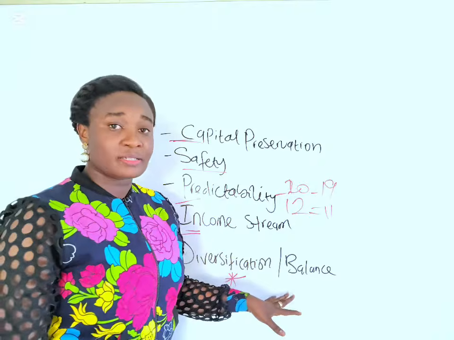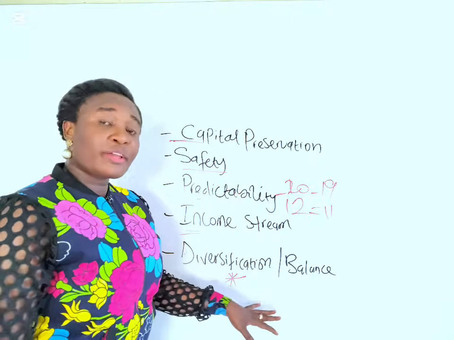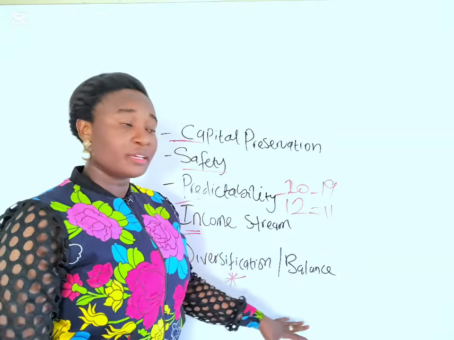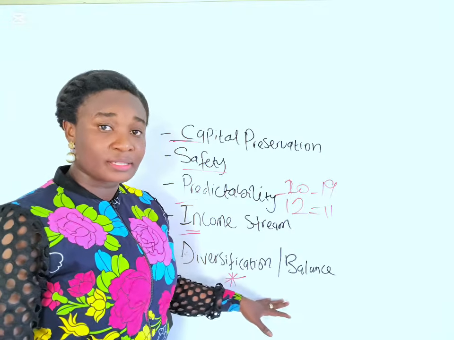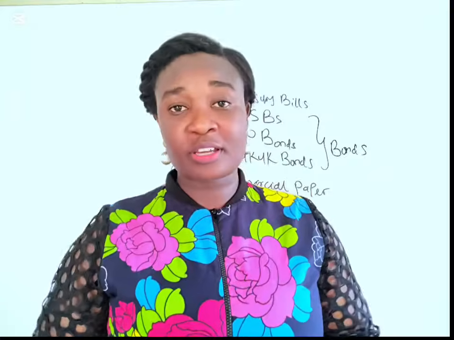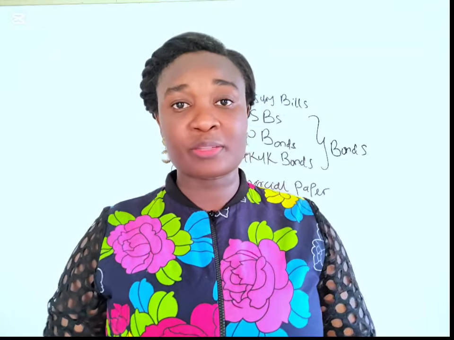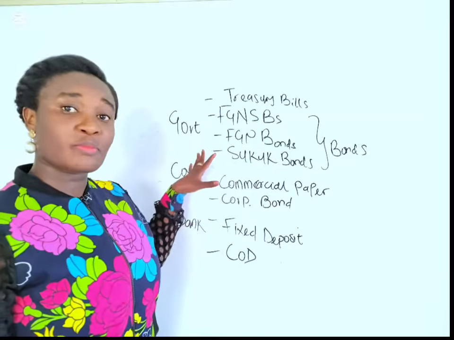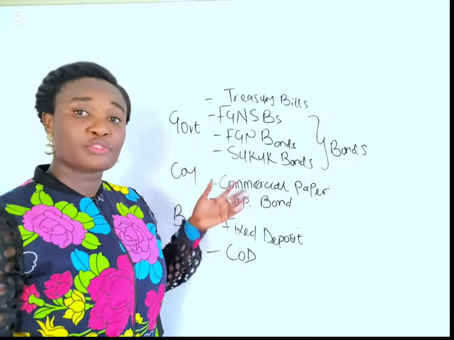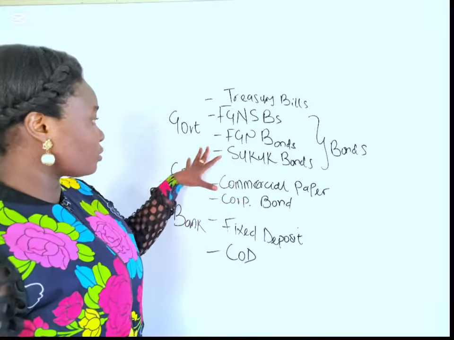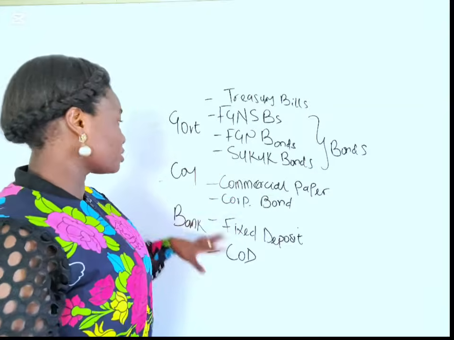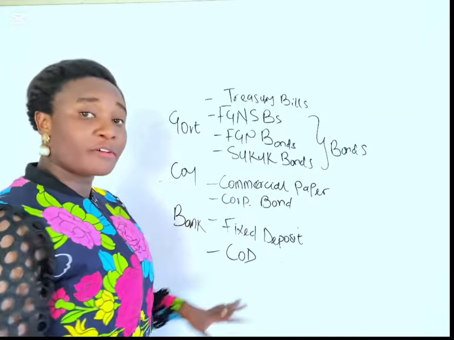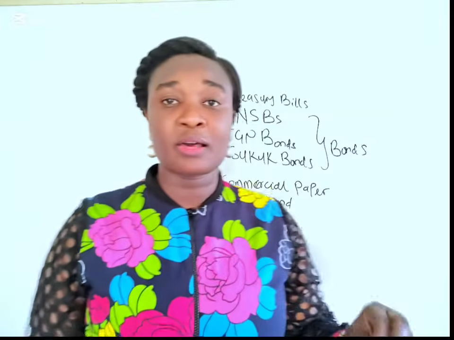Then another one is balance. So talking about diversification, when you spread your risk across different investment assets, then it helps you to have a balanced portfolio. In Nigeria today, we have various types of fixed income investments, and some of them are what I've listed here. For the government, we have the federal government savings bonds, we have federal government bonds, we have treasury bills, we have sukuk bonds, all different types of bonds. For the companies, we have commercial paper, you have corporate bond. For the bank, you have fixed deposits, you have certificates of deposit.